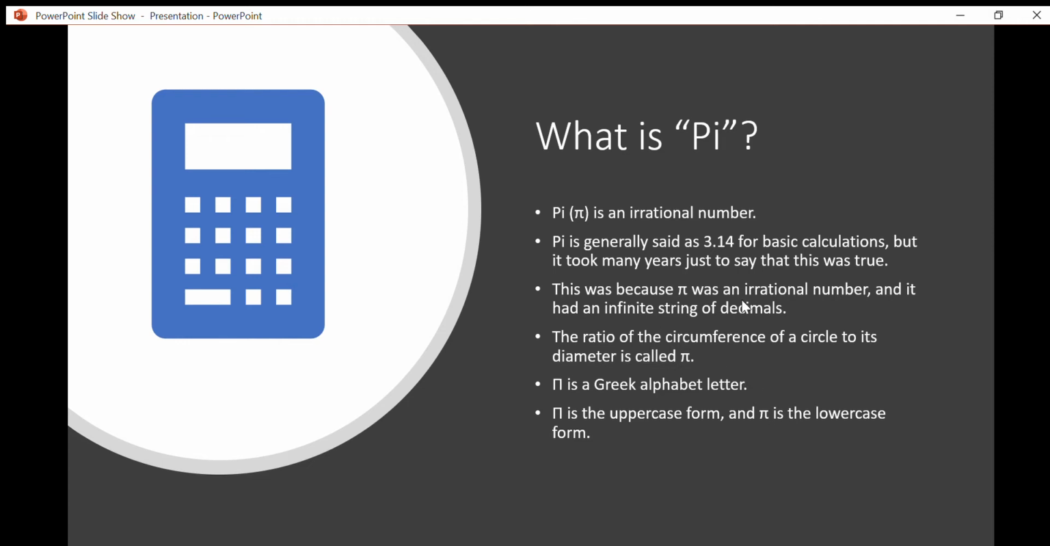The circumference of a circle is basically the size of the line around the circle, which is the circle itself. And pi is a Greek alphabet letter, as I told you earlier in this video. This form of pi is the uppercase form, while this form is the lowercase form. Both are accepted in math. You can write it in both forms, but this is more widely known and widely accepted.